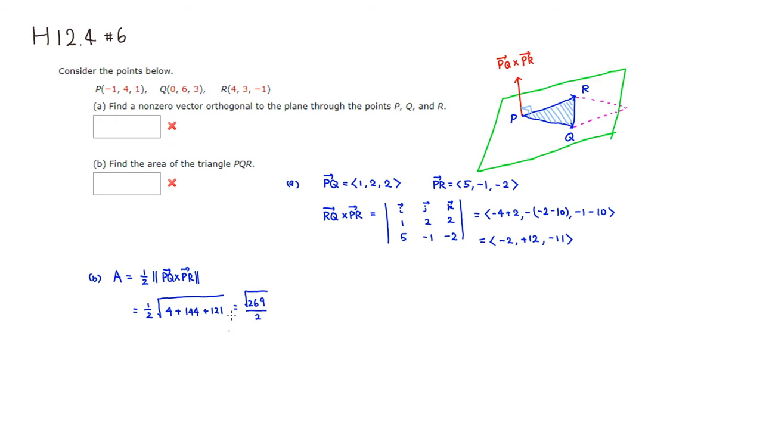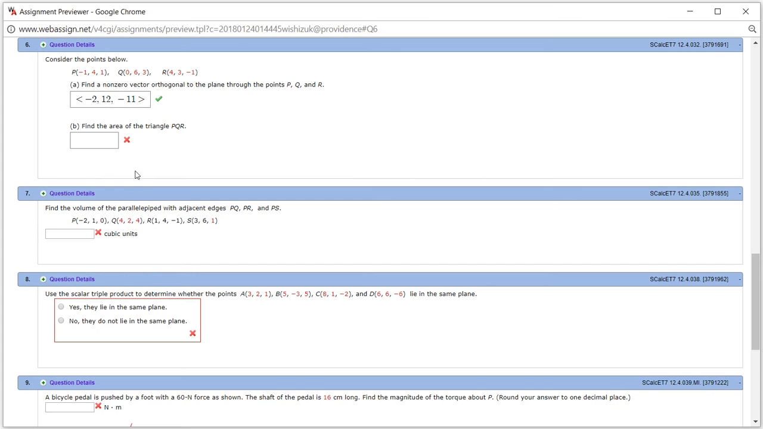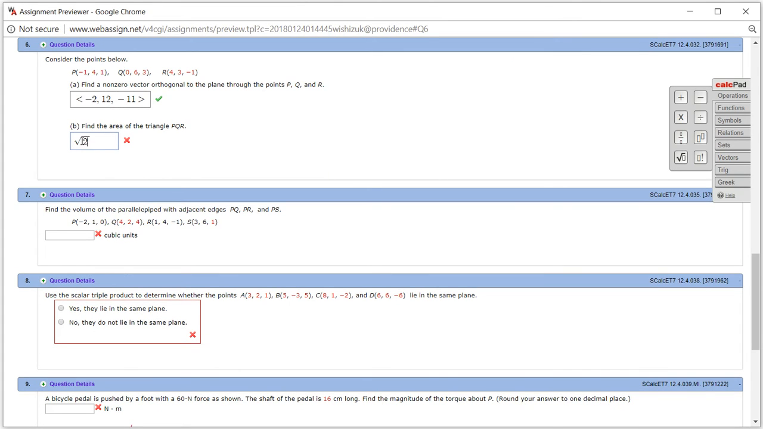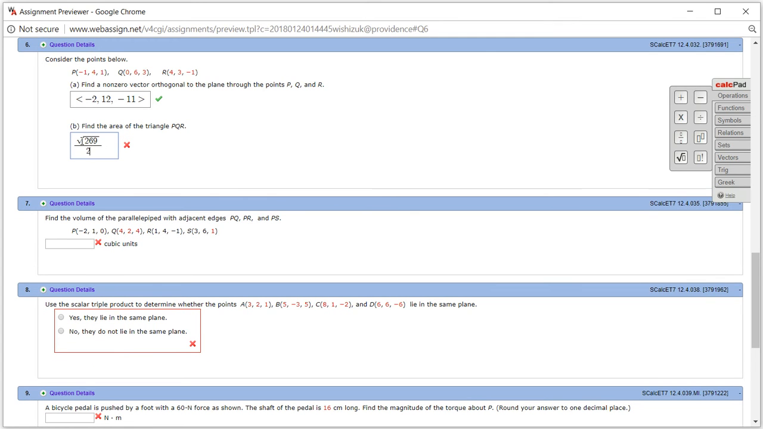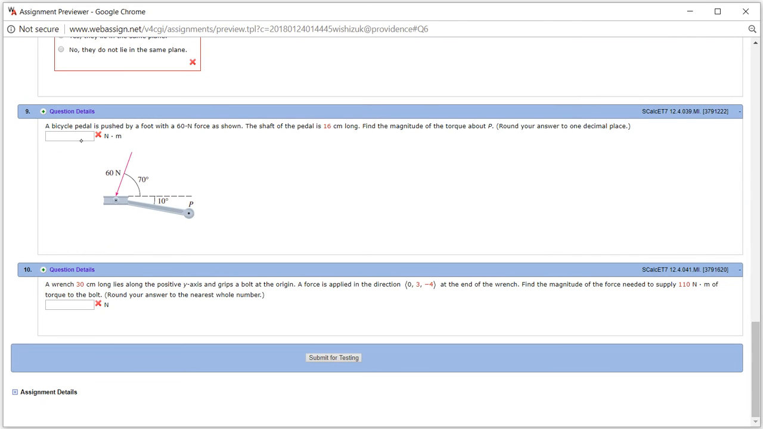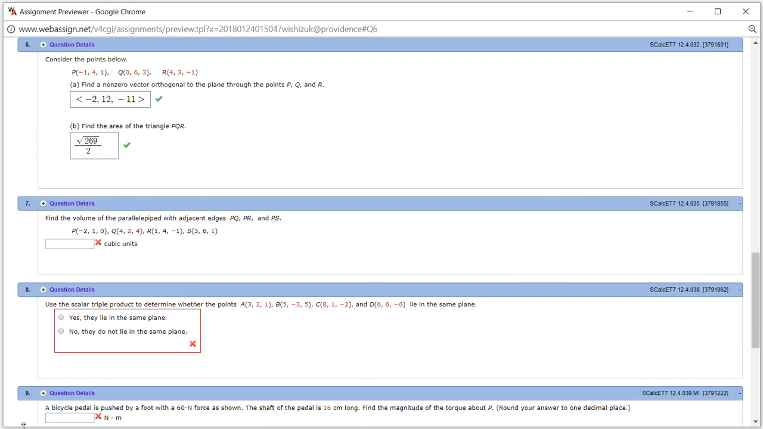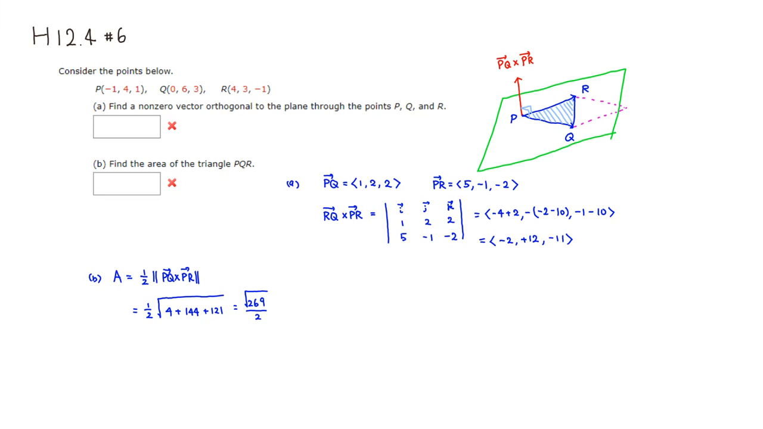So I'm just going to go ahead and type in square root of 269 over 2. Let's go ahead and check the answer. Submit for testing. It came back and looks like we got this one correctly as well. All right, that's it. I hope that this was clear.